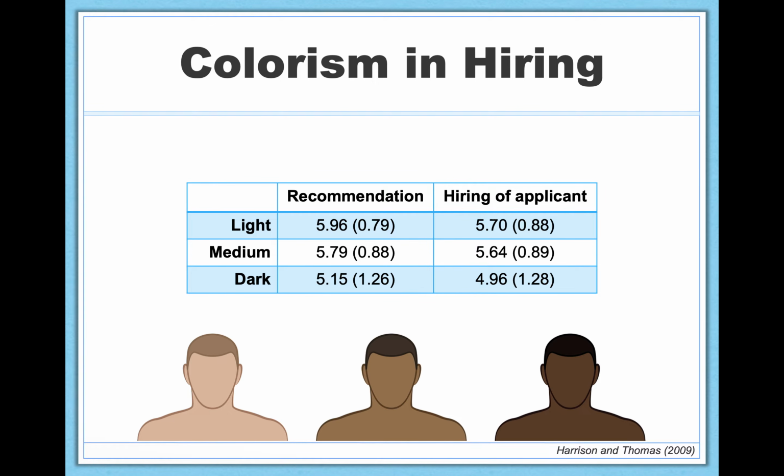So here are the results. What you're seeing are means, average results on a 7-point scale, and then in parentheses we have standard deviations, just for good measure, but I'm not really going to talk about standard deviations here. Now in this study, what we saw is that lighter-skinned black applicants were rated roughly a full point higher on a 7-point scale, which is huge, than darker-skinned applicants. You can see, for example, on average, light-skinned applicants were rated as a 5.96 in terms of how likely they would be recommended for the job, versus dark-skinned applicants, 5.15. And for hiring of applicant, you're seeing something very similar there.